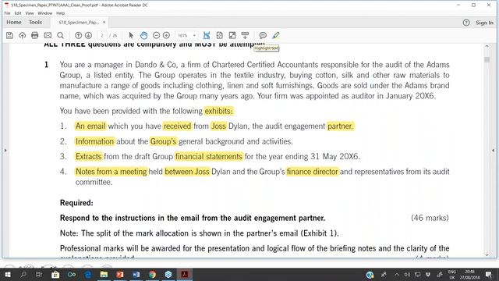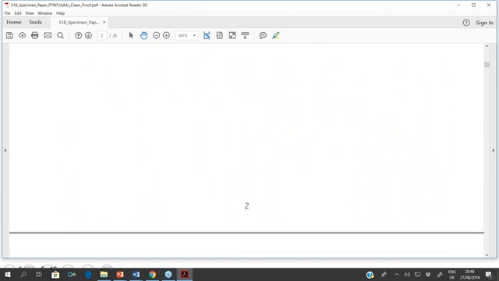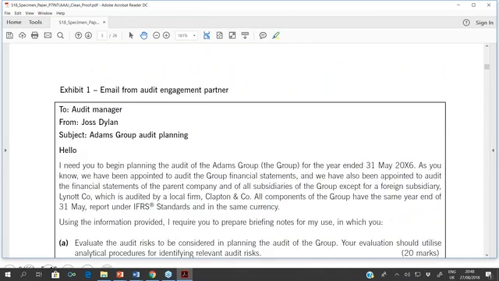So the first exhibit is an email, which will contain the requirements. The second exhibit is the information about the company. The third exhibit is the extract, and the fourth exhibit is the notes from the meeting. So exhibits are basically annexures. Now, if you go to the next page, you will see the exhibits. On page 2, see the first exhibit.